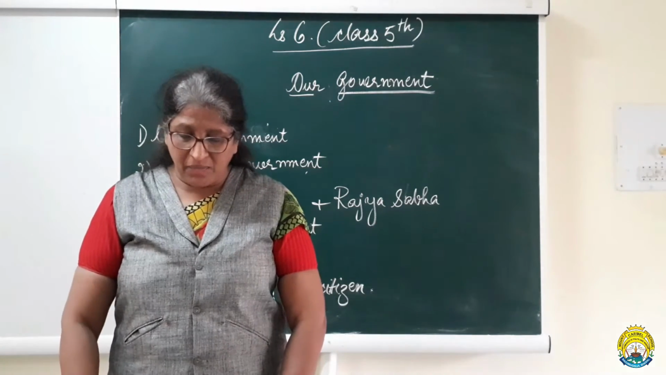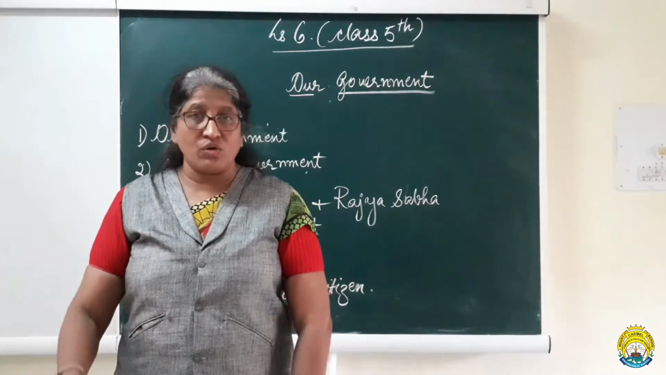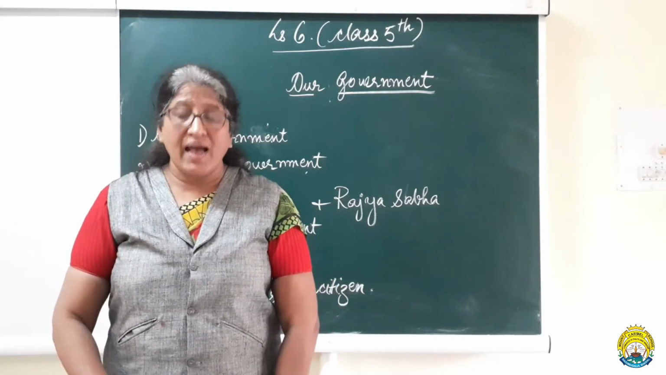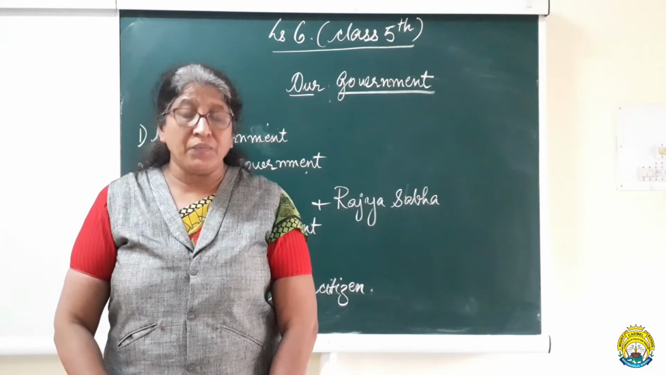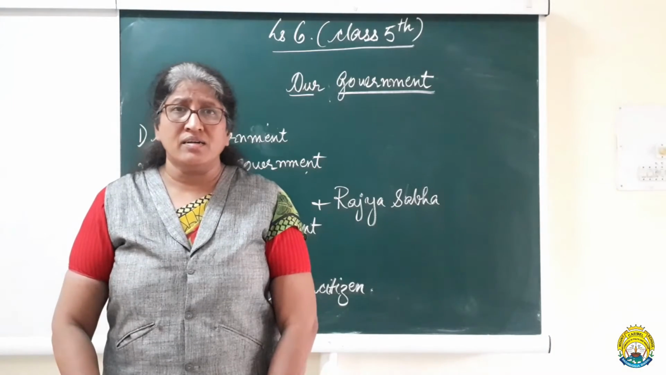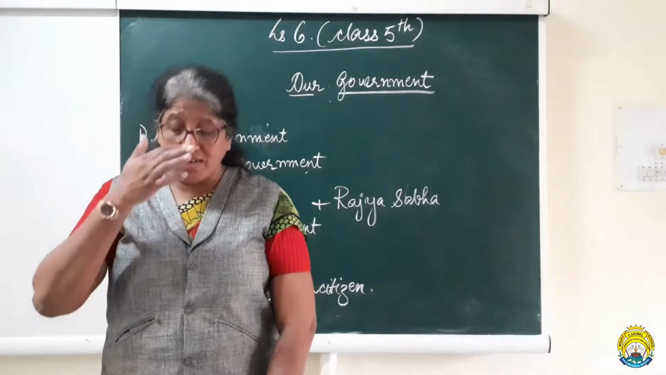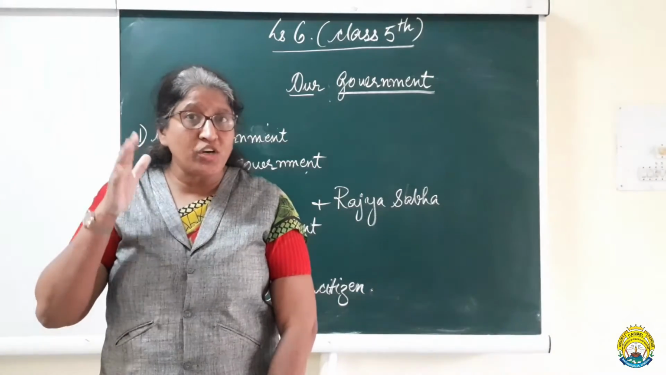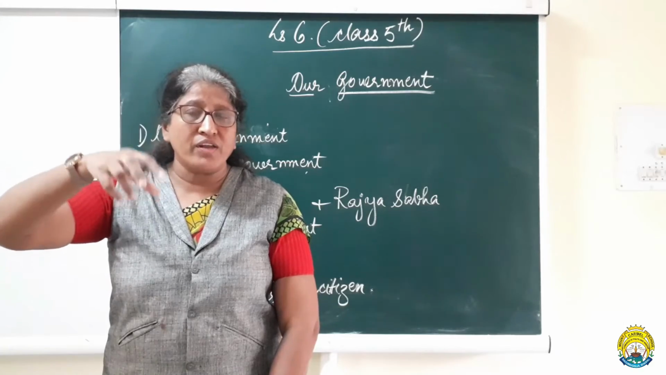The members of the Parliament and the state legislative assemblies elect the President. The President is the head of the country. And the Prime Minister is the leader of the political party which comes into the governing position.